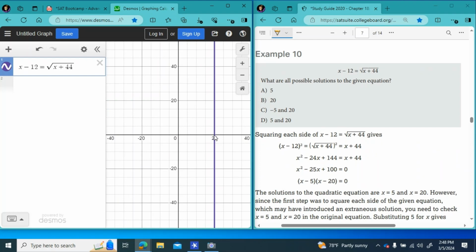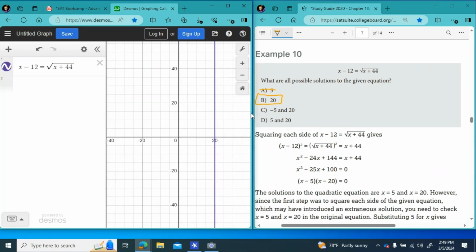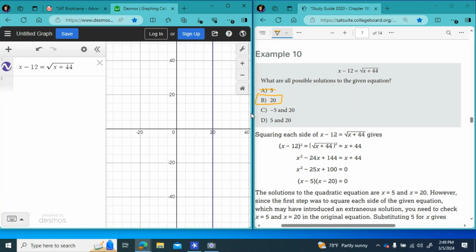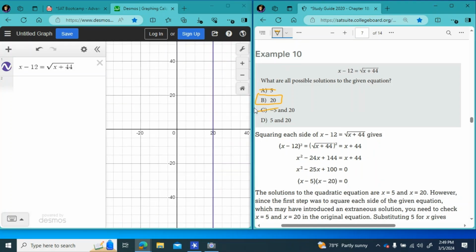There's not a line on the 5. There is a line on the 20. There's not a line here, where the 5 would be. And there's nothing here, where the negative 5 would be. So the only place that has a solution out of my options is the 20.